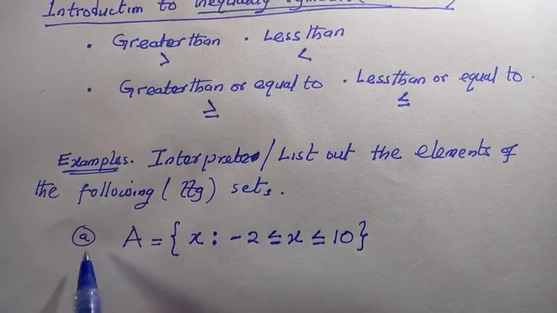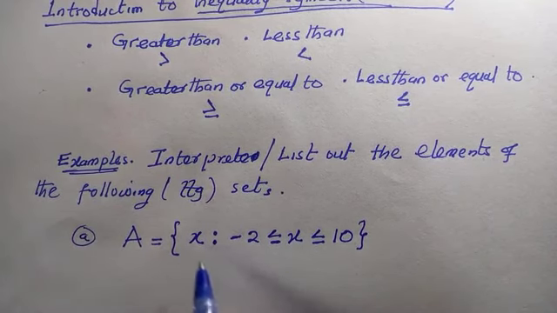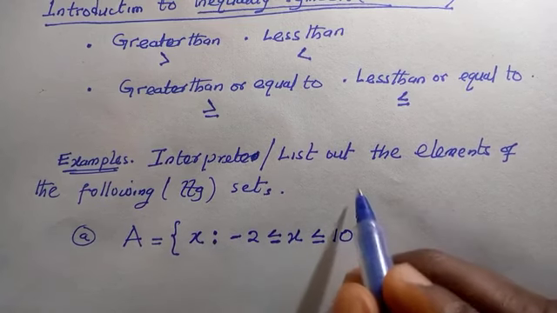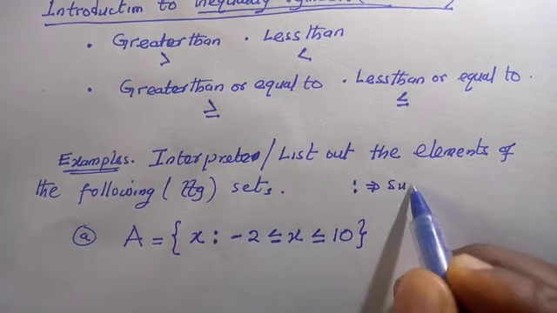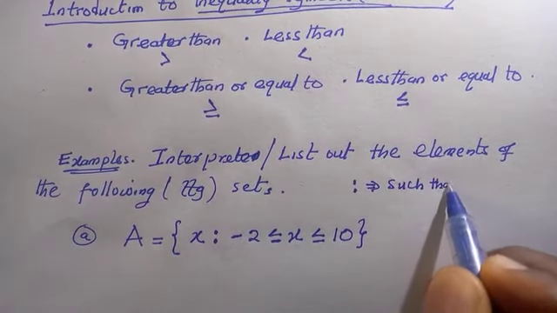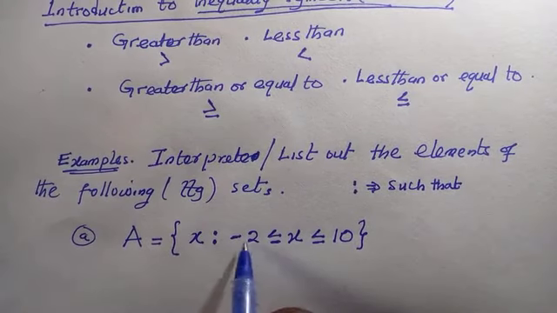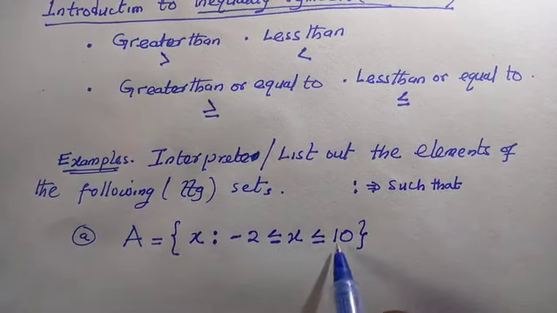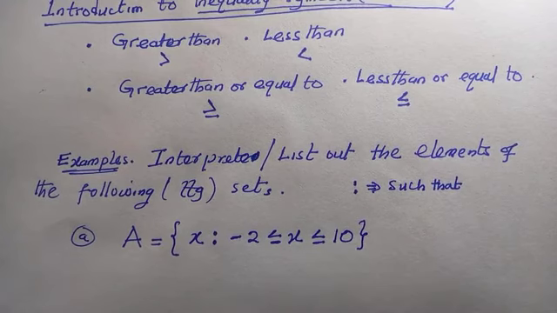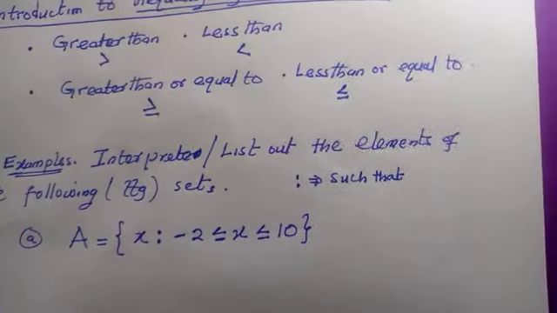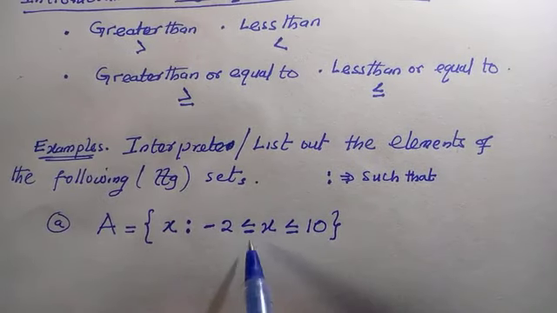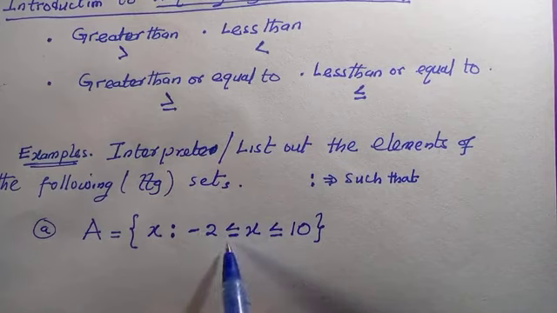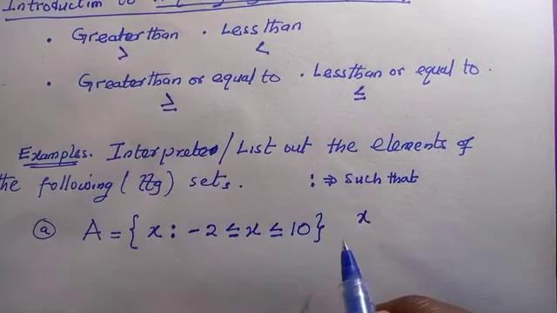The question says we should build a set. And here we have x such that; these two dots, like a colon, are known as "such that" in mathematics. That is, we are given the value of x such that minus 2 less than or equal to x less than or equal to 10. So x takes on some values, just like a range between -2 and 10. But how can we know all the values of x within this range?